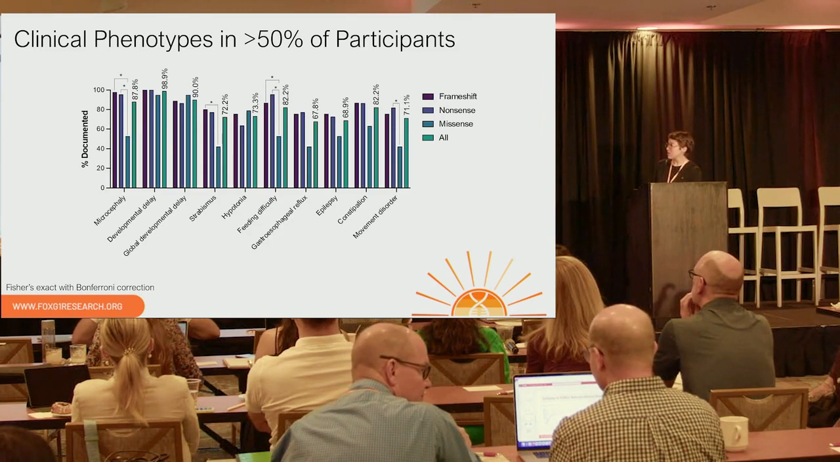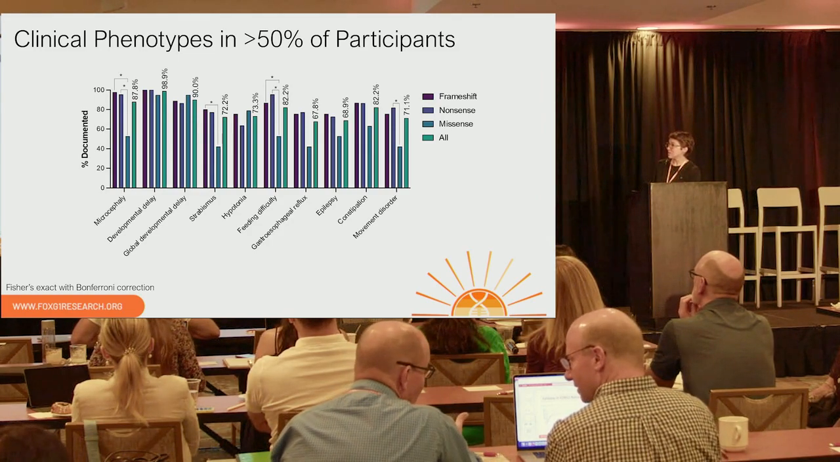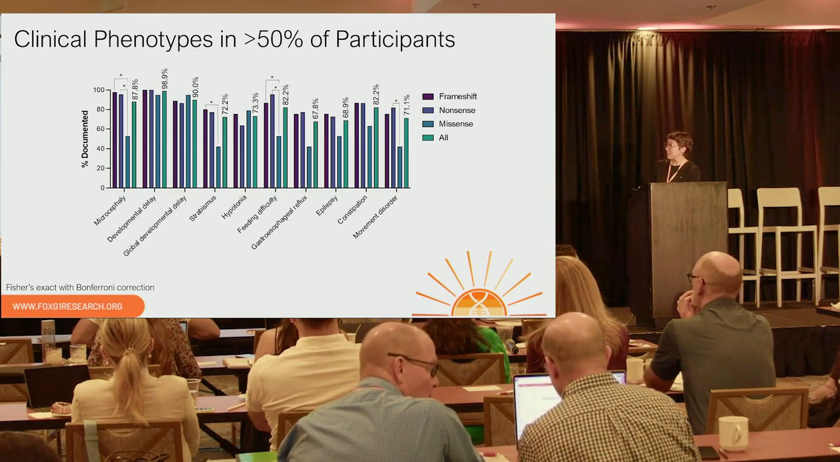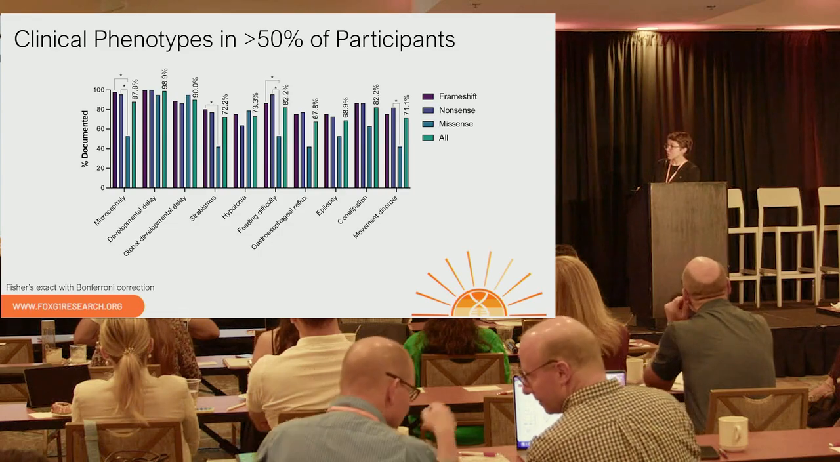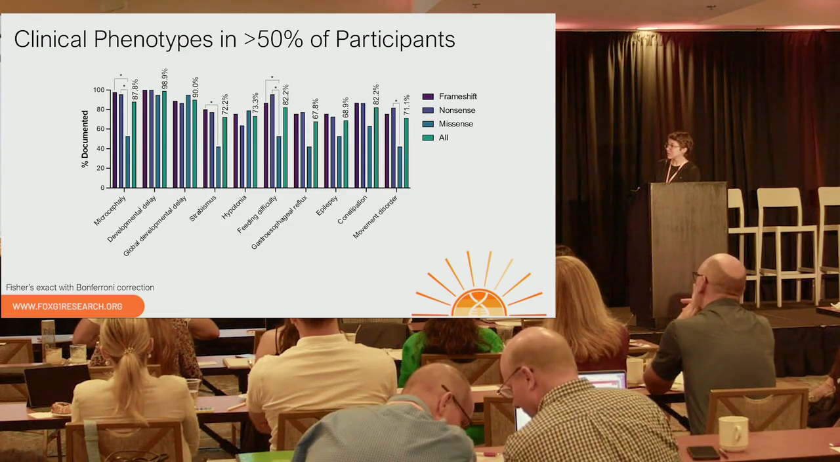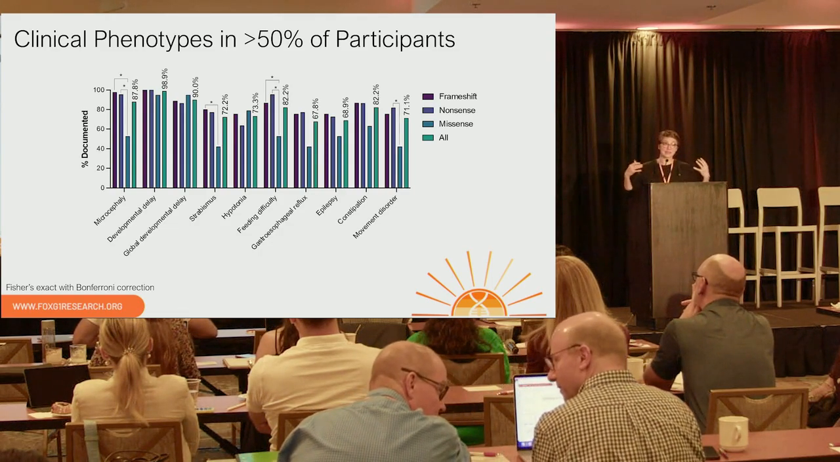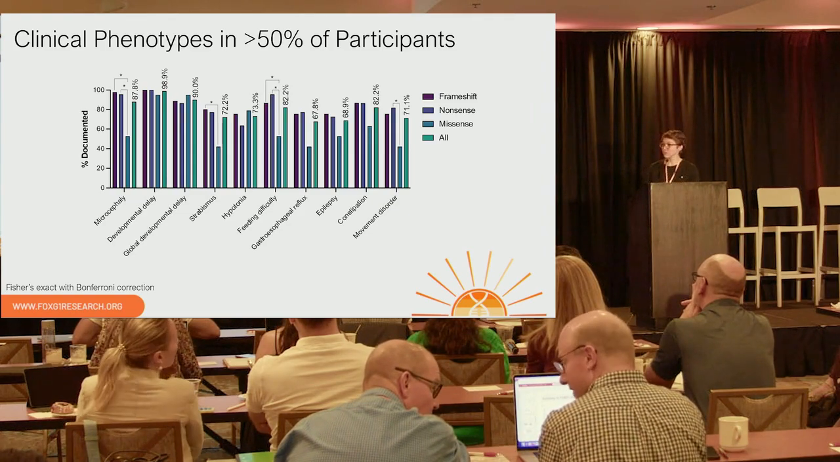And so the first bar are individuals with frame shift variants. The second bar are individuals with nonsense variants. The third bar are individuals with missense variants. And then the fourth bar is the entire cohort of 90 individuals.